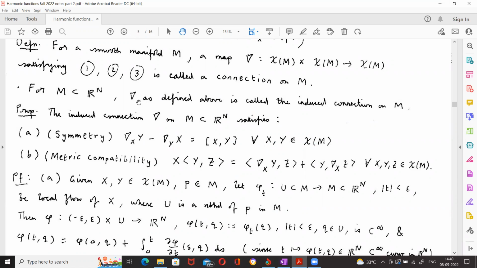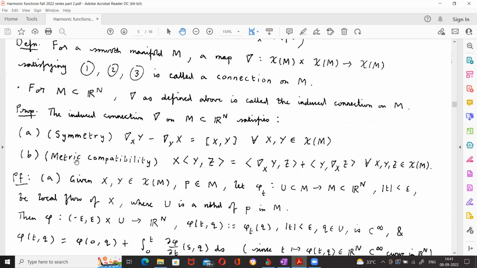So this induced connection on our submanifold of Rn, which is a Riemannian manifold, satisfies 2 very important properties. This induced connection nabla on M satisfies, the first property is called symmetry, that nabla x y minus nabla y x is equal to the bracket of x and y. So this is the first property. This is called symmetry of the connection.